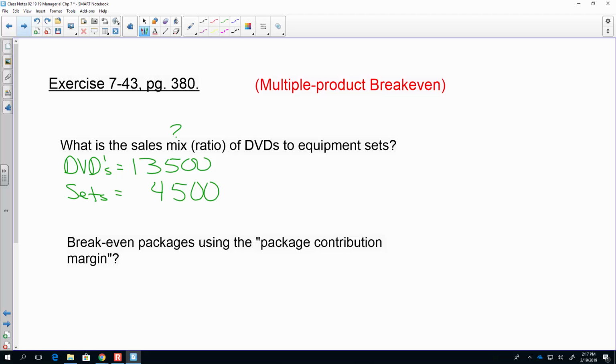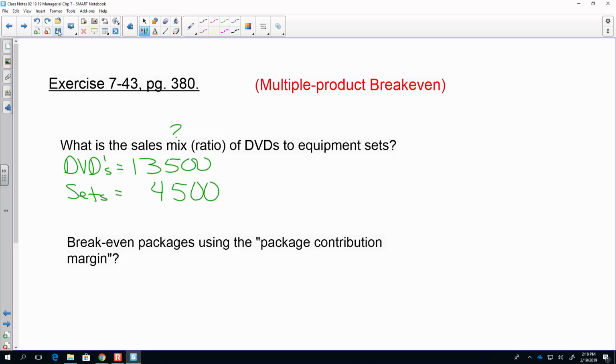How do I reduce these two numbers to a more manageable size? What would you do from your high school days? What would you do first? Or how would you solve it? How to make this such a big number smaller? Wouldn't you divide it by the greatest common denominator? Yes, good job, Carla.